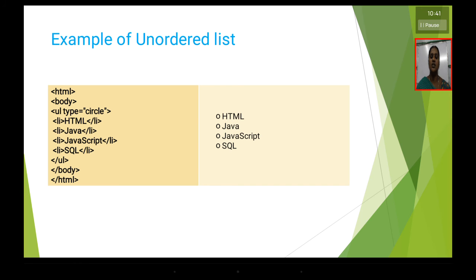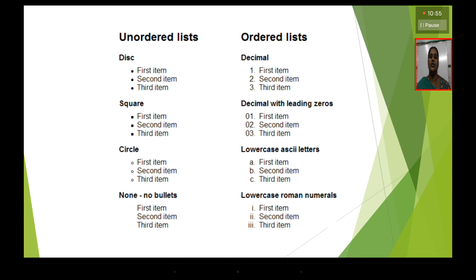Another one is circle. Type is circle, and the items are HTML, Java, JavaScript, and SQL. So it is a circle. The next one is disc. Disc is a filled circle. So the types are disc, filled circle, square, circle. These are the unordered list items.